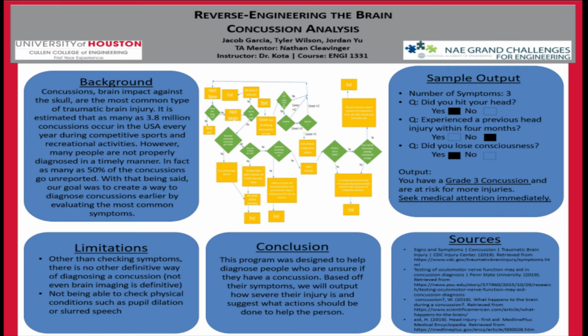Limitations to our code. In regards to regular concussion diagnosis, other than checking symptoms, there's no other definitive way of diagnosing a concussion. Not even brain imaging is definitive. In addition to this, being a code that the patient utilizes and not actually being able to check physical conditions such as pupil dilation or slurred speech is a huge limitation to our code. With all this in mind, concussions are generally tricky to diagnose in the first place.